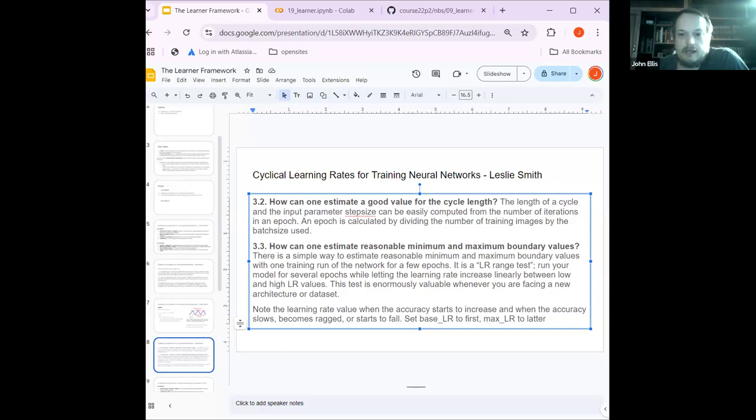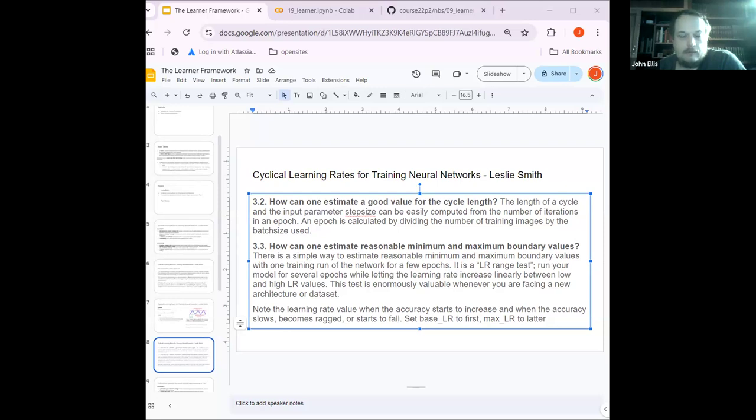Now comes the test for how do we get the minimum and maximum. The idea here is that you use this LR range test. And the LR range test is where the triangles come into play as being helpful because it makes it fairly simple to run this. You start off by setting the base to a minimum value and the max to a maximum value, and the step size and max iterations to the same number. And as you go through it, the learning rate will increase linearly from the minimum to maximum over the short term.